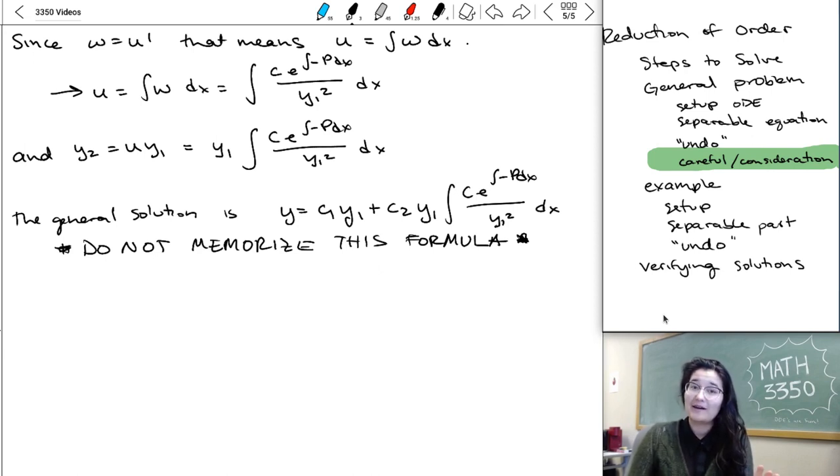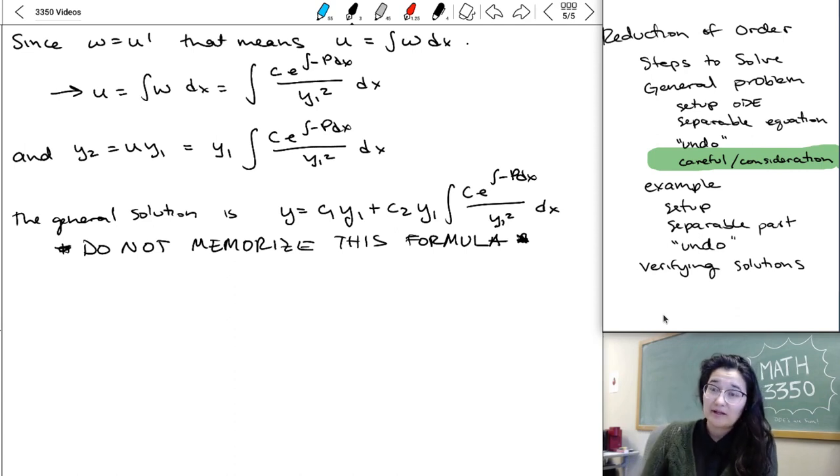So I know it's tempting, but enjoy the process. You only get to take differential equations once. I mean, I guess you can take it more than once. You should still make the most of the times that you take it. So please do not memorize the formula.